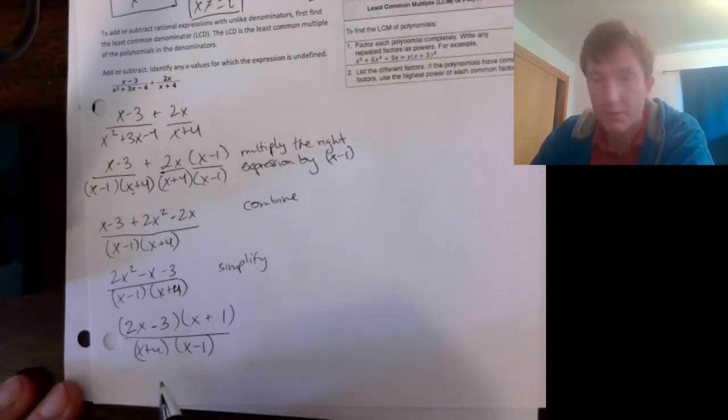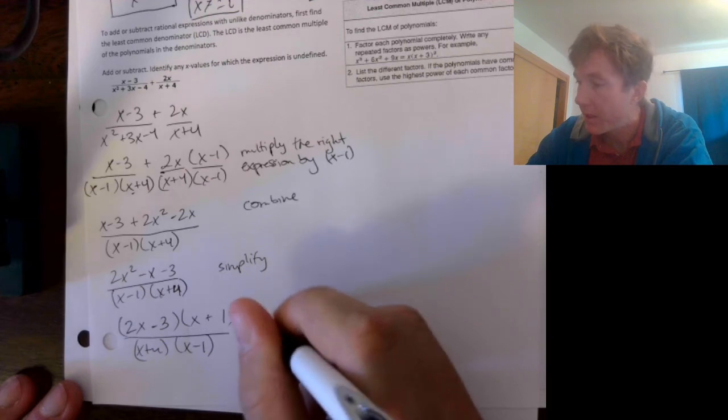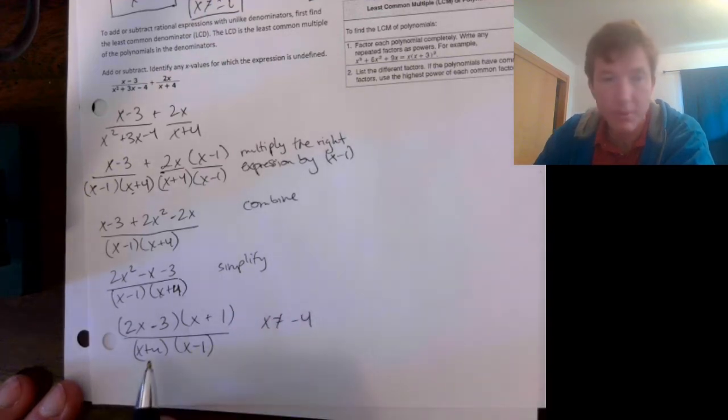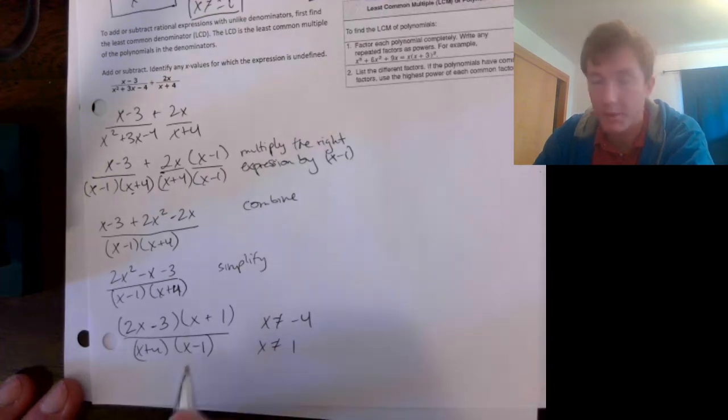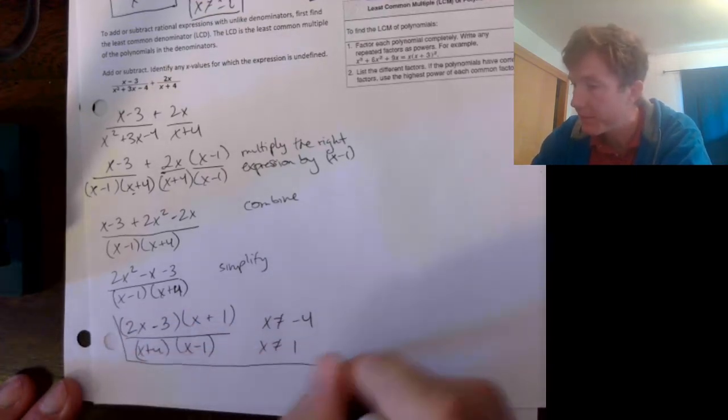So let's look at what numbers we cannot have. X can't equal negative 4, that comes from this. X can't equal 1, that comes from x minus 1. So this is your answer.